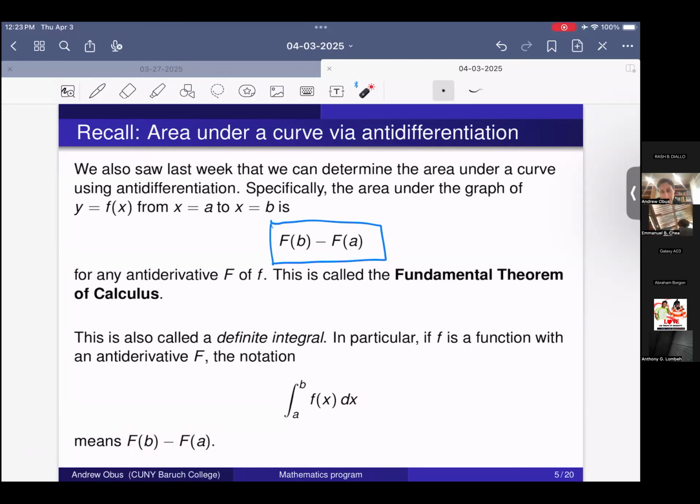Yes, it's possible to use Riemann sums, but we're not going to touch that right now.